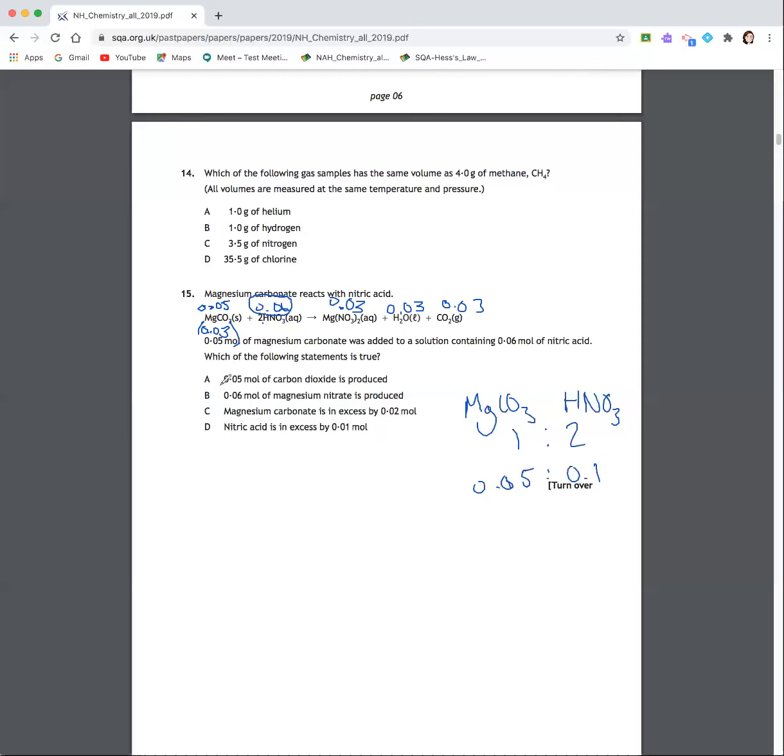So then if we look through the statements, 0.05 moles of carbon dioxide is produced. Well, that's not true because it's 0.03. 0.06 moles of magnesium nitrate is produced. That's also not true. It's only 0.03. The magnesium carbonate is in excess by 0.02 moles. So this is how much we're using for magnesium carbonate. We have 0.05 altogether, so that is in excess by 0.02 if we were to take those away from each other. So that's the answer. And then D, the nitric acid is in excess. Well, that's not true, regardless of the quantity, because we've worked out that that's the limiting. Okay.